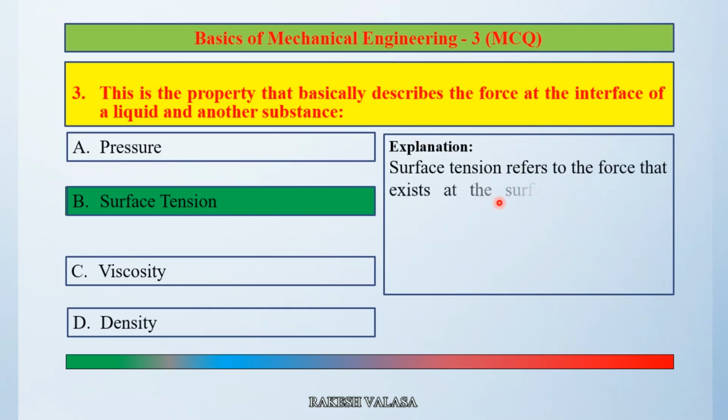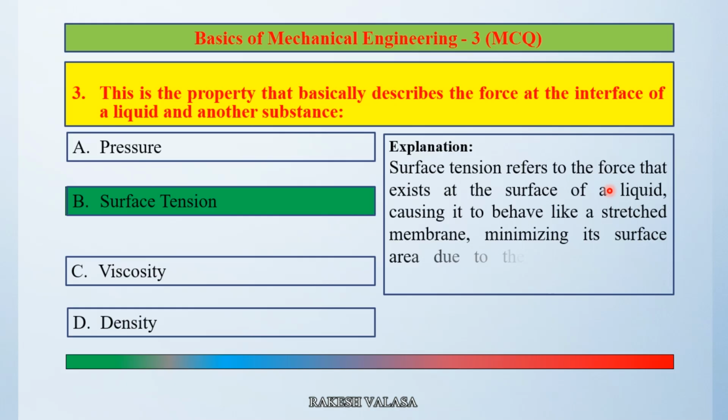Surface tension refers to the force that exists at the surface of a liquid, causing it to behave like a stretched membrane, minimizing its surface area due to the strong attraction between its molecules. The correct answer is option B surface tension.